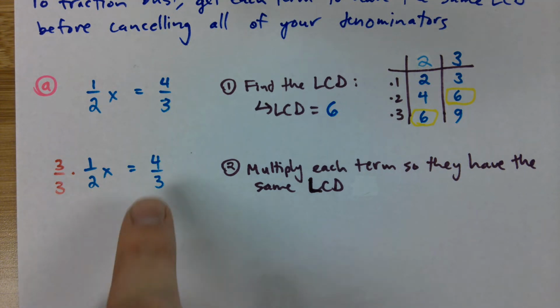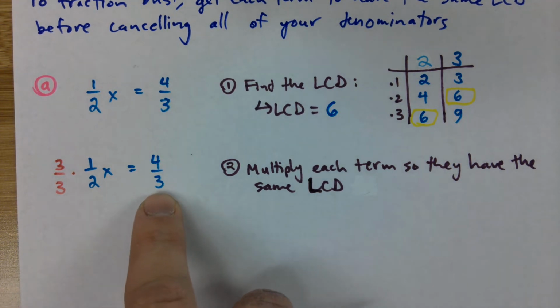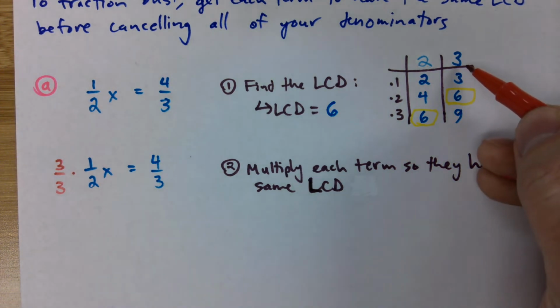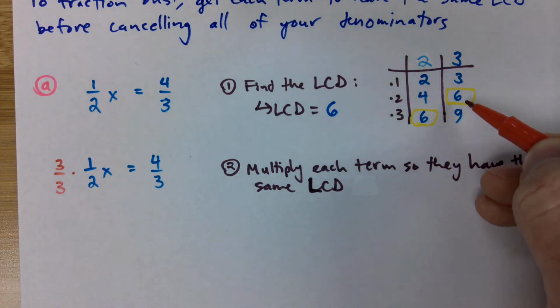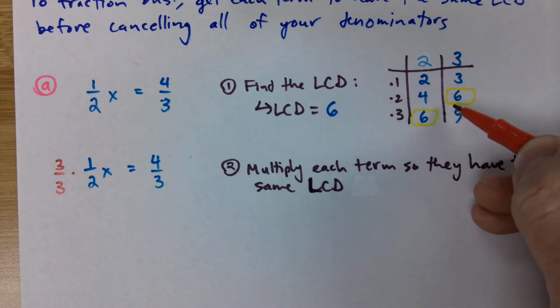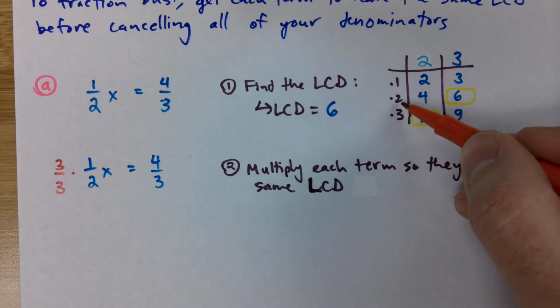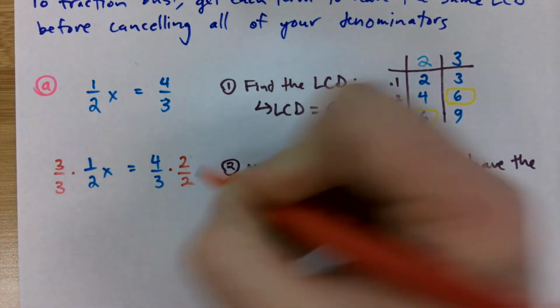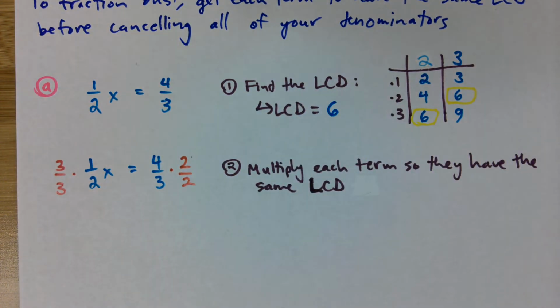What are we going to multiply our second fraction by? Are we also going to multiply it by 3 over 3? No, that would give us a denominator of 9. So we take a look. All right, our second denominator is 3. If we want this 6 to be our denominator, we're going to have to multiply by 2 over 2. So let's do that. Times 2 over 2.